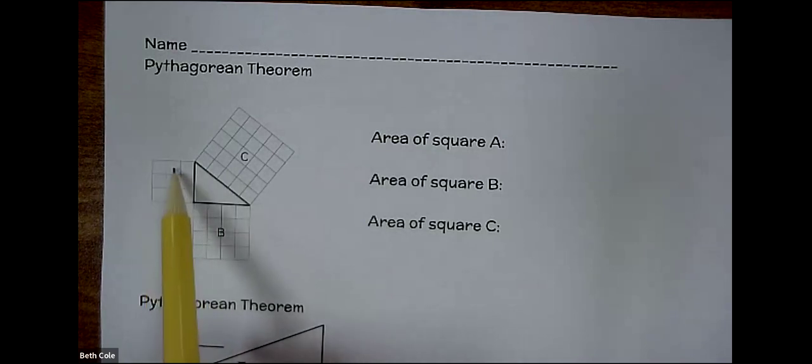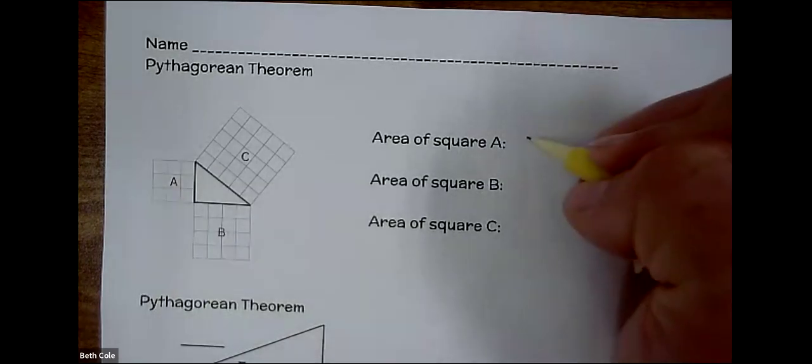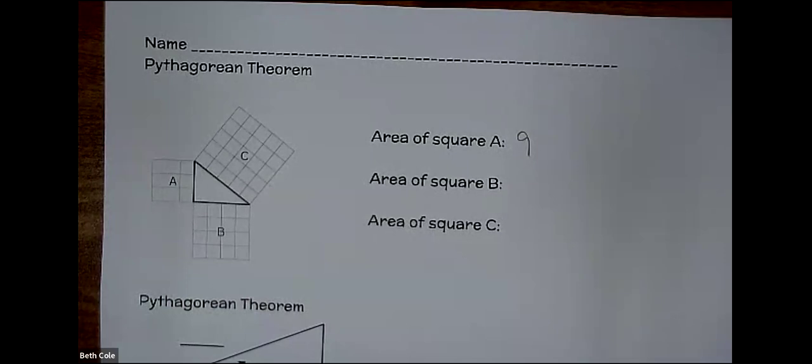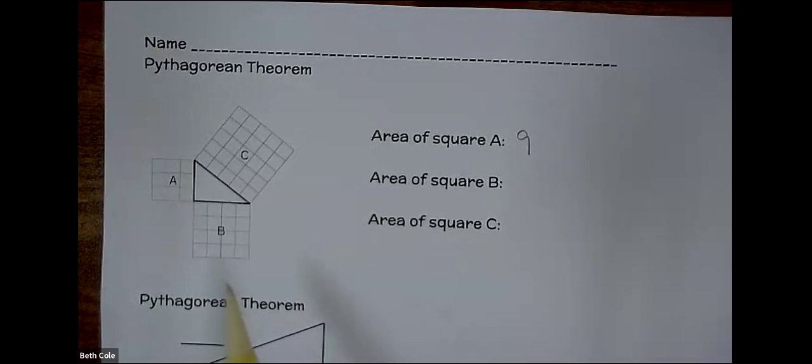So square A, how many little boxes are in there? All you've got to do is count. Oh, good. There are 3 on each side for a total of how many? Do you need me to help you count them? 9. There we go. Thank you. We can count. Okay, so that's 9. All right, let's see if we can do the same thing with square B.